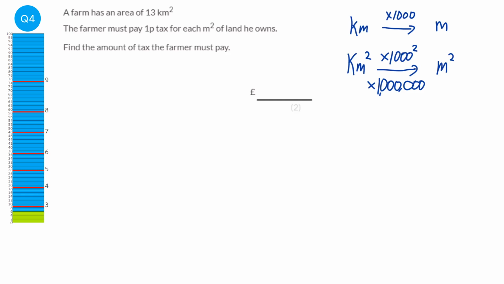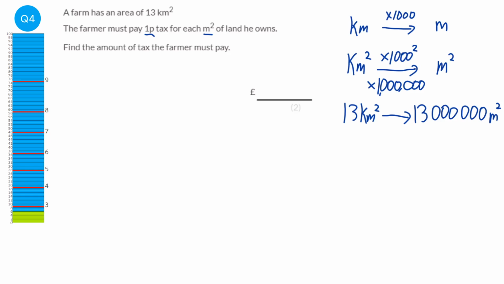So 13 kilometers squared is going to be the 13, and then it's going to be times by a million. So 1, 2, 3, 1, 2, 3. So it's going to be 13 million. Now, it says here the farmer must pay 1 pence tax for every metre squared. So this is going to be 13 million metres squared.